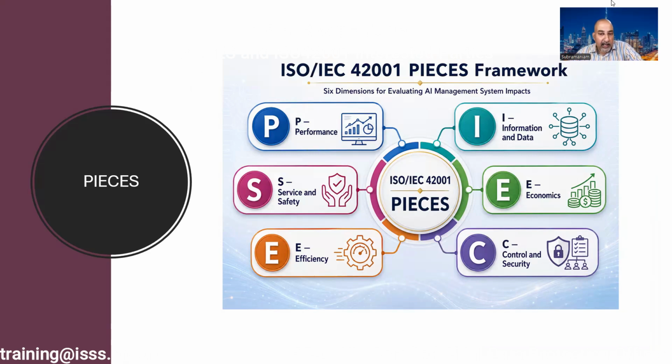Ideally, it is clockwise. Performance, information and data: who is responsible for it and who is accountable? The RACI for it. And economics, a RACI for it. And control and security, the RACI for it. Efficiency, the RACI for it. And then service and safety, the RACI for it. So for each and every acronym or letter here, we need to have the RACI. These will be your stakeholders. Let's have a look at the internal stakeholders.